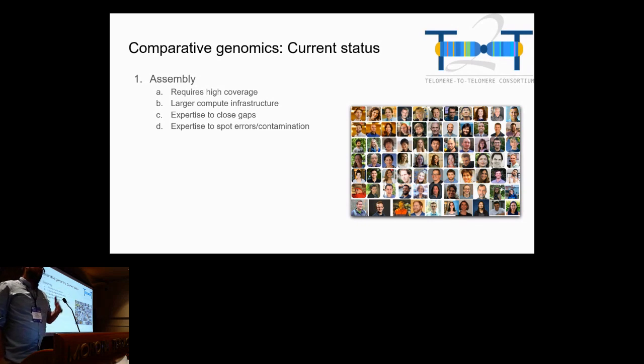But in any case, if you're trying to achieve the whole T2T, or if you're just trying to get a really robust assembly together, it's quite costly, and there are multiple hurdles. Besides the large sequencing requirement, of course, you also require a large compute infrastructure, such as cloud computing or local clusters. And then you require expertise to not just close the gaps, but also spot errors, or for example, rearrangements in your assemblies, but also contaminations from other sources.